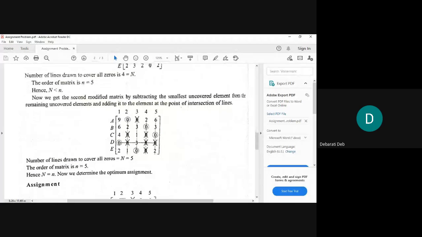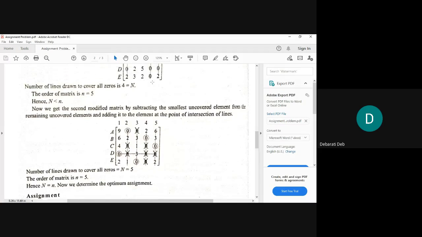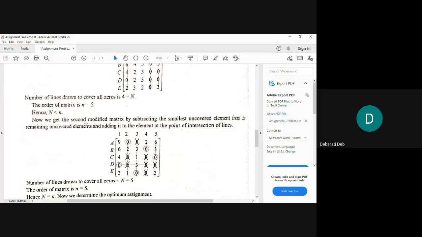So now we get the second modified matrix by subtracting the smallest uncovered element from the remaining uncovered elements and adding it to the element at the point of intersection of lines. So that is how we got this matrix. We had not done this crossing and circling part.